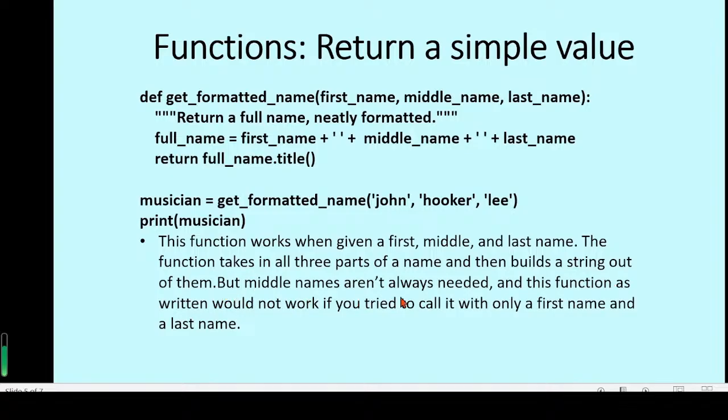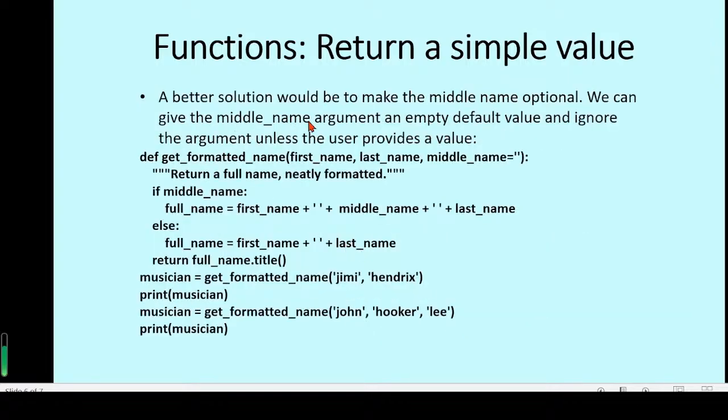But middle names aren't always needed, and this function as written would not work if you try to call it with only a first name and a last name. So this function does not work when people have no middle name to input. The better solution would be to make the middle name optional. So we can give the middle name argument an empty default value and ignore the argument unless the user provides a value. So this is a better solution for the definition of this function.